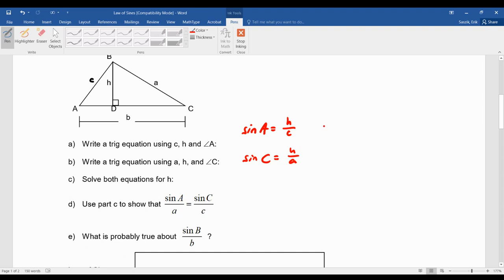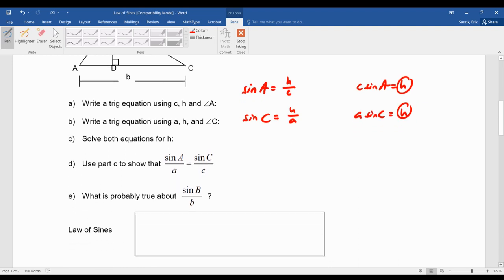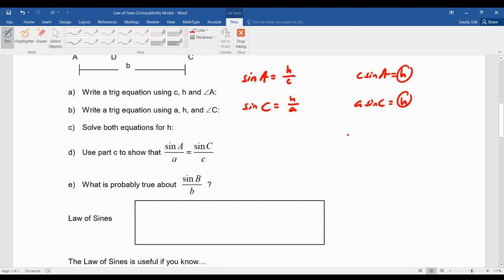So I'm going to take this first one and solve it for h. If I cross multiply, I get c sine A equals h. And if I cross multiply this, I get a sine C equals h. Well, I have these two things, so doesn't that mean I can set them equal to each other? c sine A equals a sine C. Okay, and that's what we have here, right?